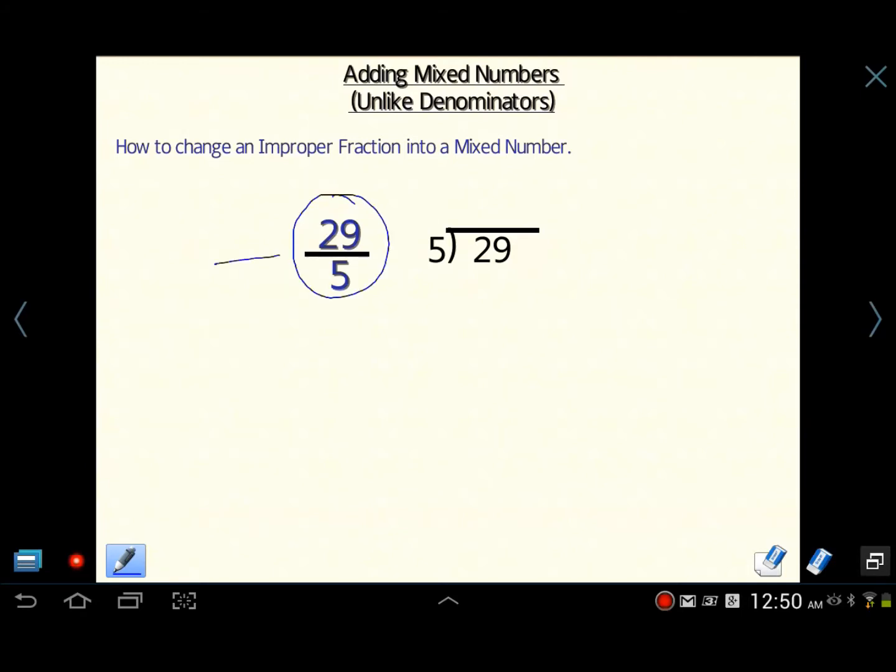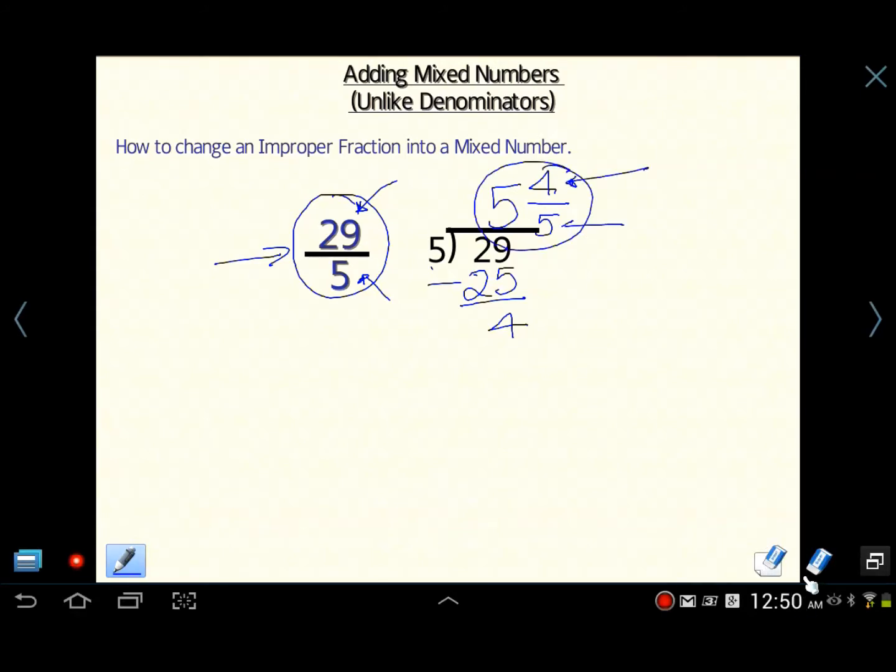Right here we have an improper fraction. We know it's improper because the top number is bigger than the bottom number. In order to convert that, we're going to take the top number and divide it by 5. 29 divided by 5. Numerator divided by denominator. 5 divides into 29 5 times. That's our whole number. Multiply, you get 25. Subtract, you get 4. So 5 4/5. There you have it. Remember, your remainder goes on top, and your denominator is the same as before.